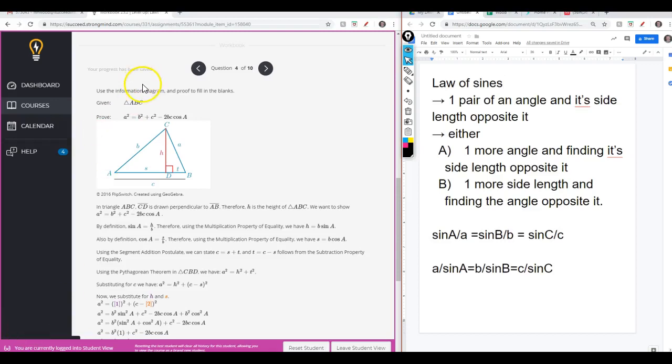Alright, use the information, diagram, and proof to fill in the blanks given triangle ABC. Prove that a squared equals b squared plus c squared minus 2 times bc times cosine of A. So in triangle ABC, segment CD is drawn perpendicular to segment AB, therefore h is the height of triangle ABC. We want to show that a squared equals b squared plus c squared minus 2bc cosine of A.